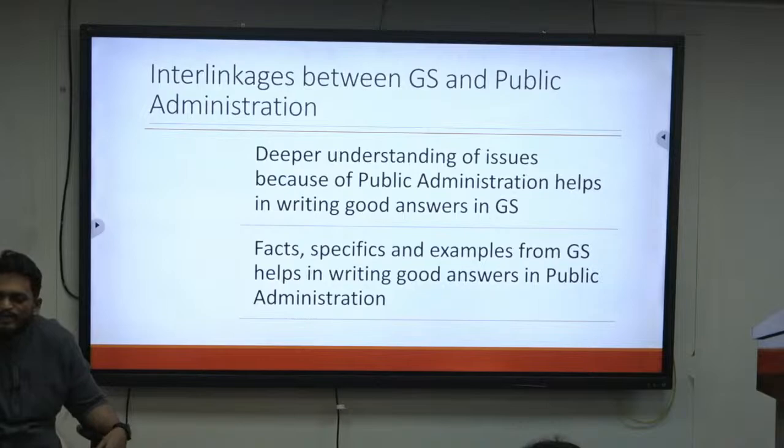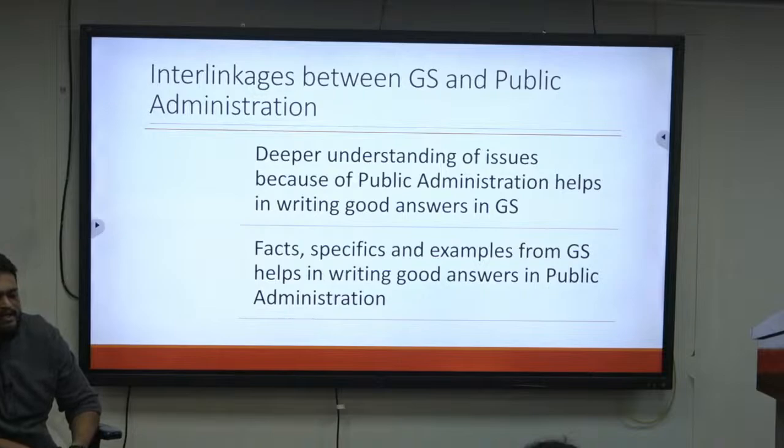This makes you have much more clarity on whatever topics you are studying. And in GS, you will be able to score better marks compared to people who have not studied to this level of depth. This is another advantage. So a deeper understanding of issues helps in writing good answers in GS.